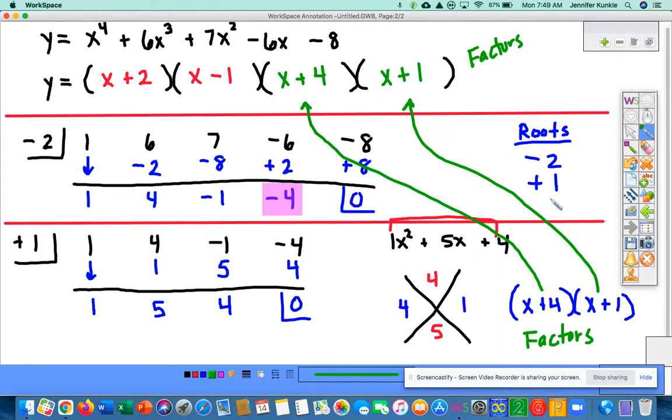All right, then I can fill in my roots as well. If this is x plus 4, my other root would be negative 4. If this is x plus 1, my fourth root would be negative 1.